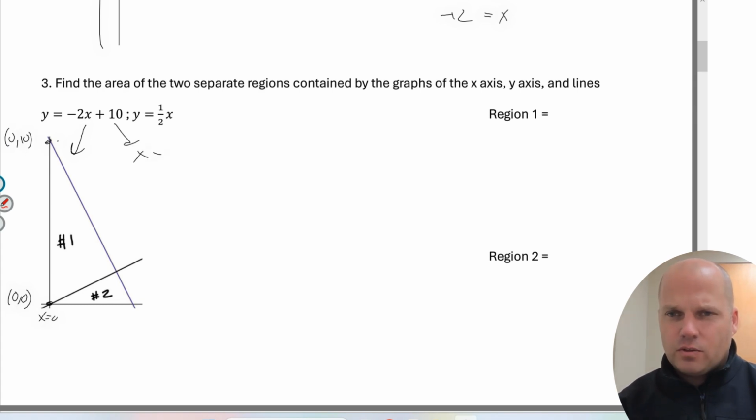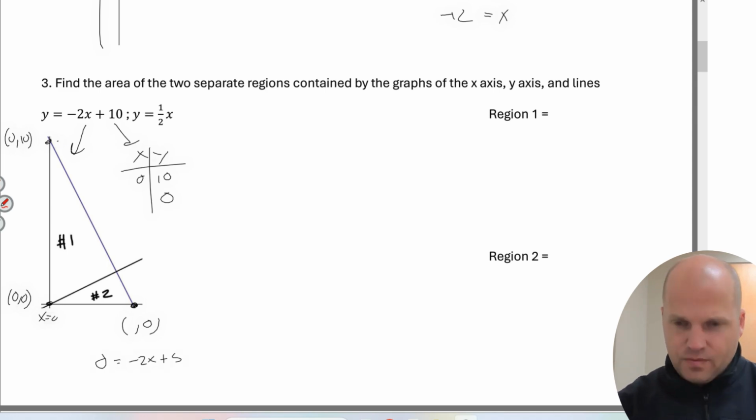You can fill out a little chart here for that. When x is 0, y is 10. Here, this is when y is 0. When y is 0, I can see that x has to be 5, so that we have negative 2 times 5 equals negative 10. Or I get negative 10 equals negative 2x.